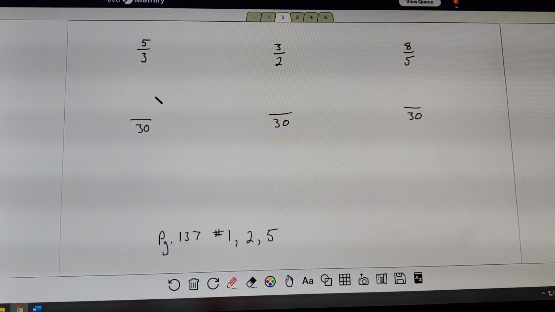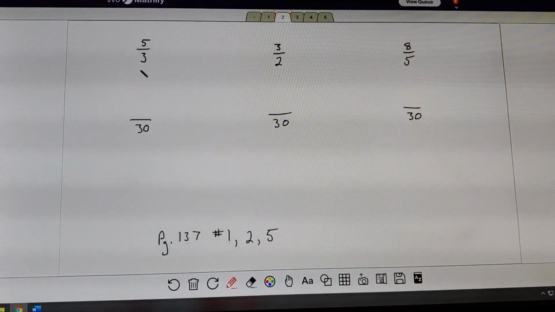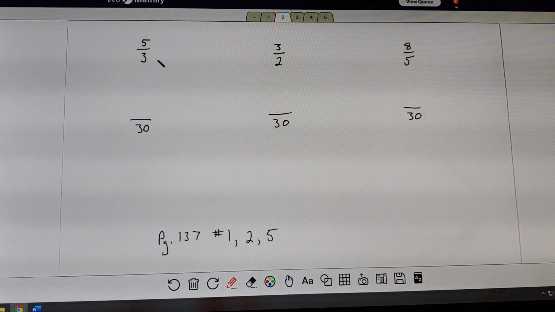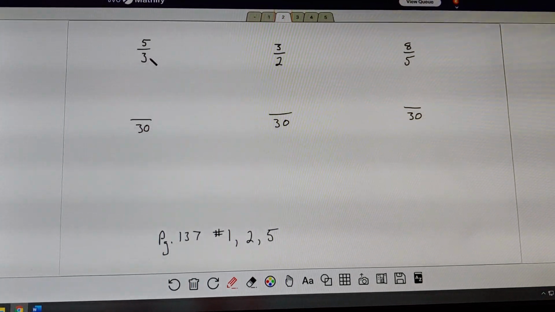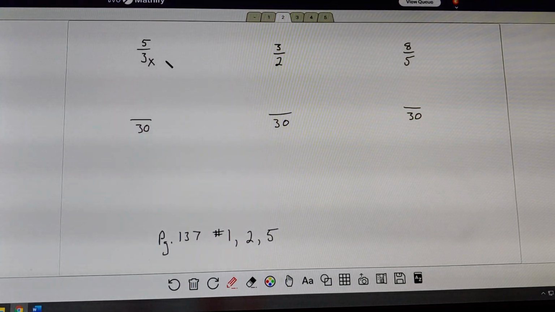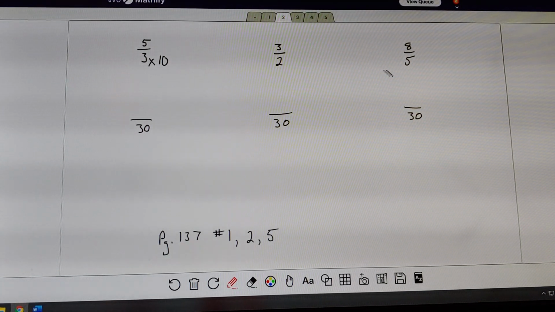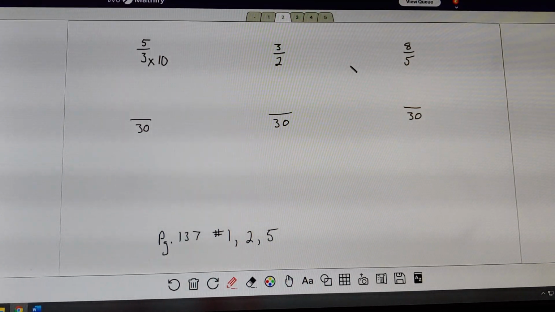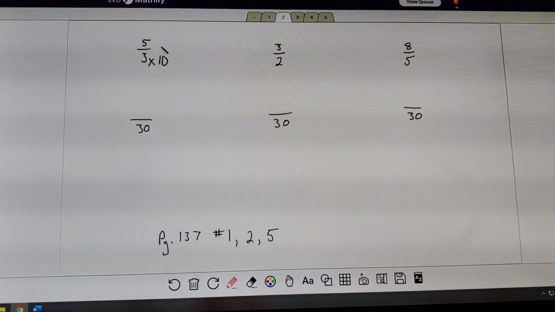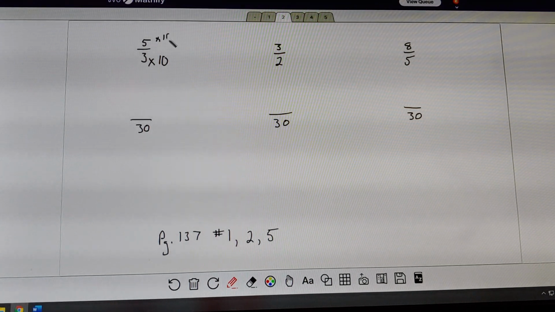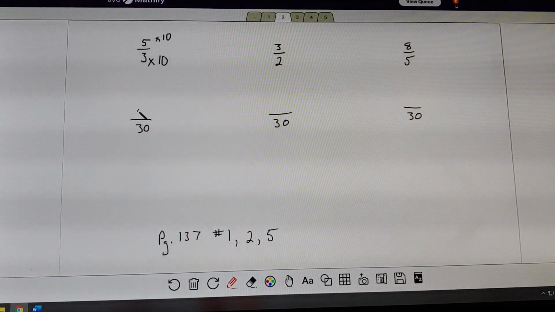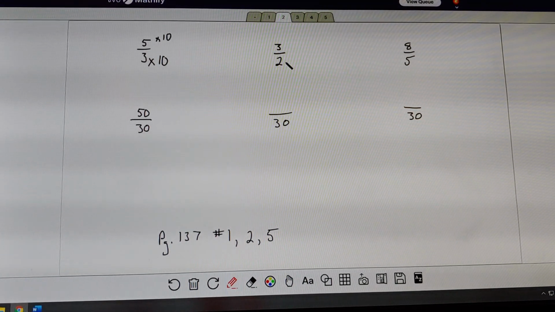Okay, so same process here. We're taking 5/3 and turning it into something over 30. So what do I have to do to 3 to make it 30? Well, it gets multiplied by 10. You're saying, whoa, 10, where did that come from? There's no 10. Well, it's because we use both of these. 2 times 5 is 10. Okay, so then same up here. 5 times 10 is 50.